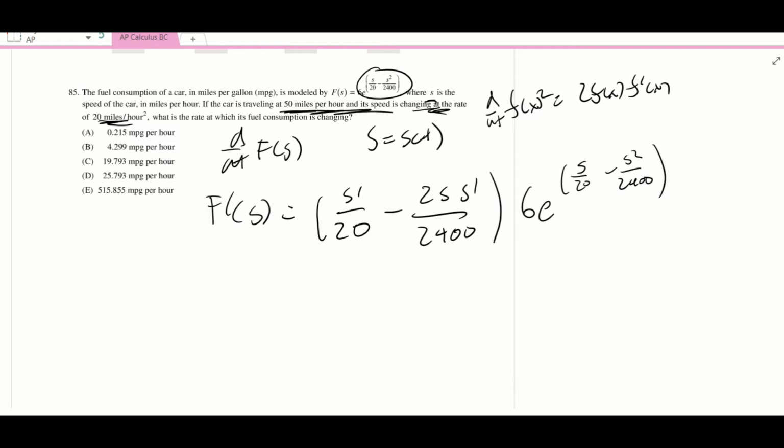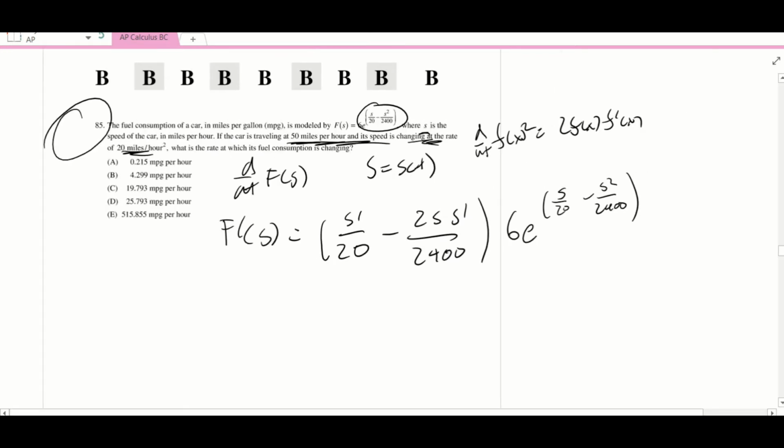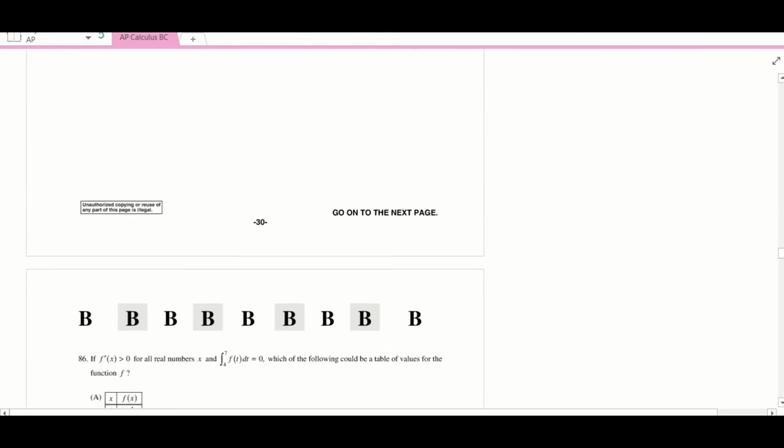I'm not too sure where my error is. I'm sure some of you watching are screaming, but this is an example of a problem that you get stuck on. I'm not sure why, but I'll just circle it and I'll come back to it later if I have time.